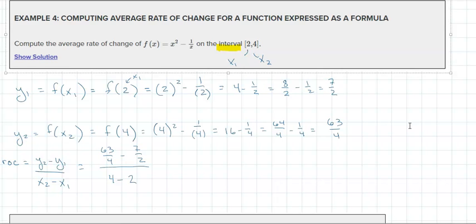All right, so now we just have to work this out, and I get 63, and I'm not going to give you a lesson on fractions. If you need a lesson on fractions, you should probably go back to the algebra review. 14 fourths over 4 minus 2, which I'm just going to change right now to be 2, to keep things simple. So I get 49 fourths over 2, which is 49 eighths. Okay, so that is the average rate of change.